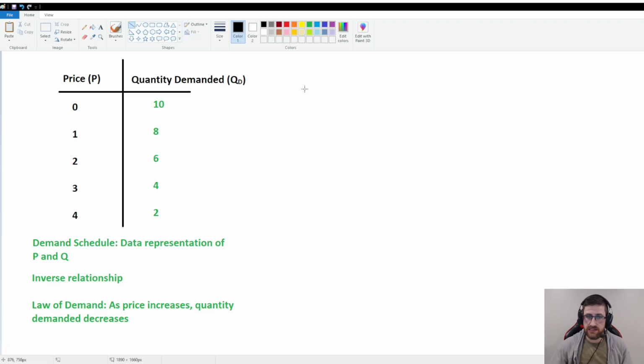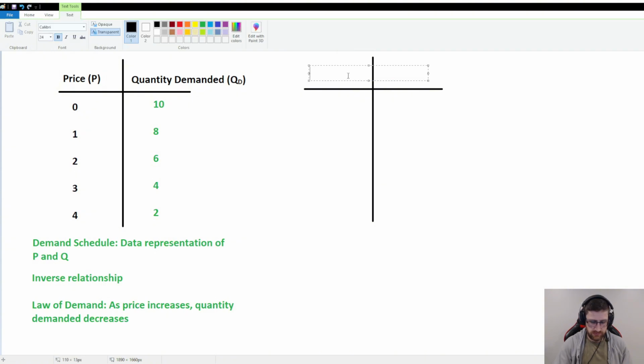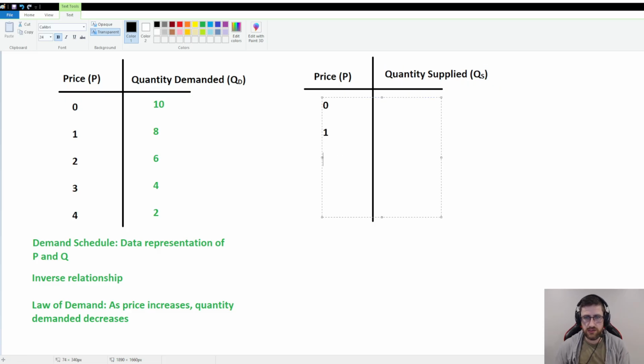Now, again, we're going to keep up the same idea, but this time for supply. Now, the same variables are going to apply. We've got price, which is P. We have, this time, quantity supplied, which again, we're just going to say QS. And we're going to make up some prices. 0, 1, 2, 3, 4, right?